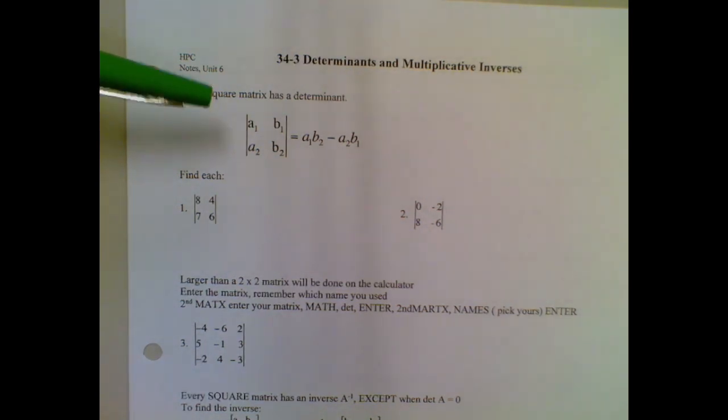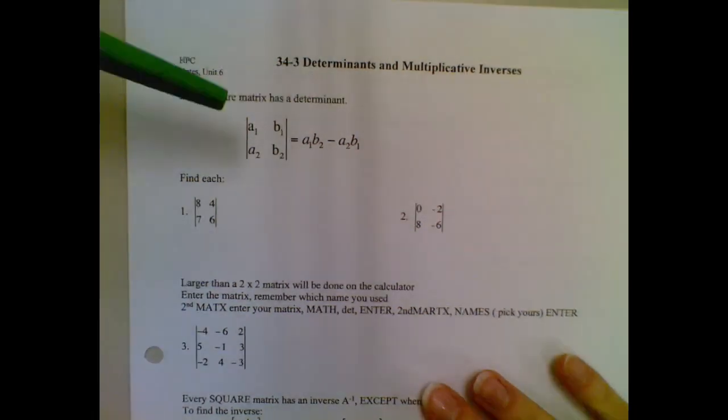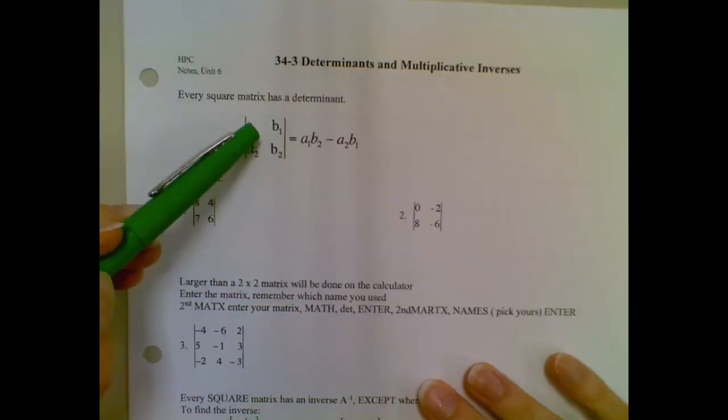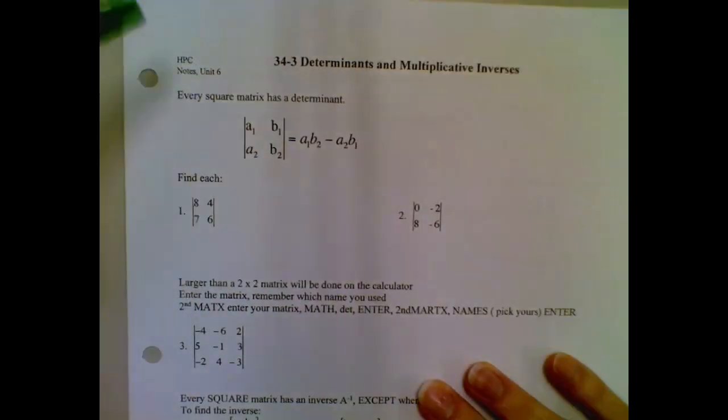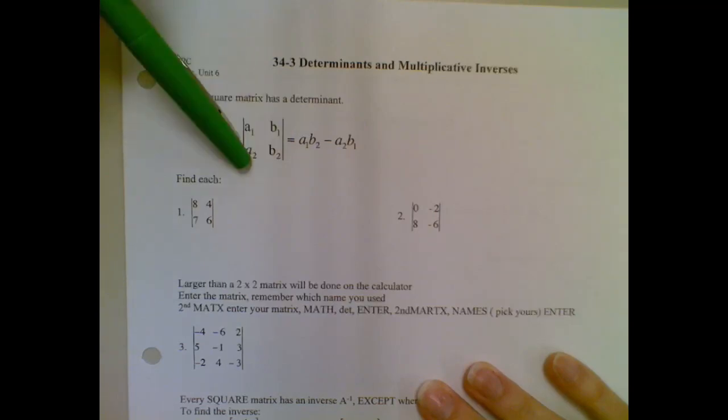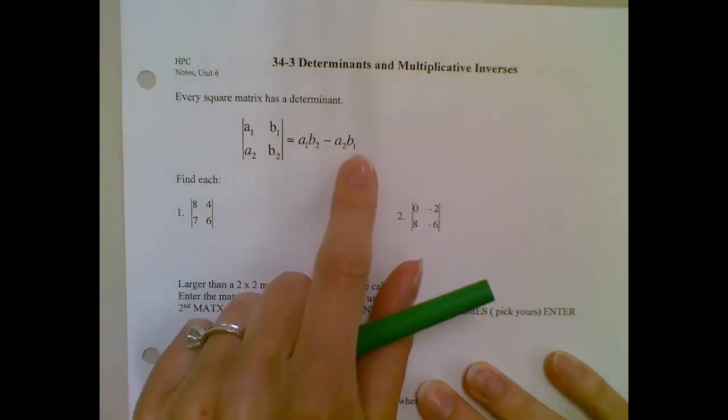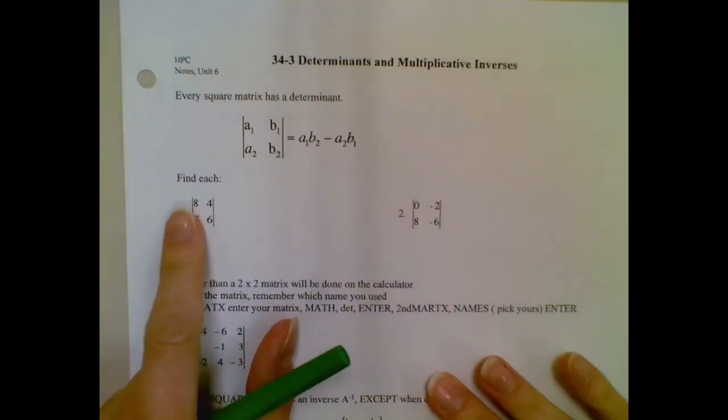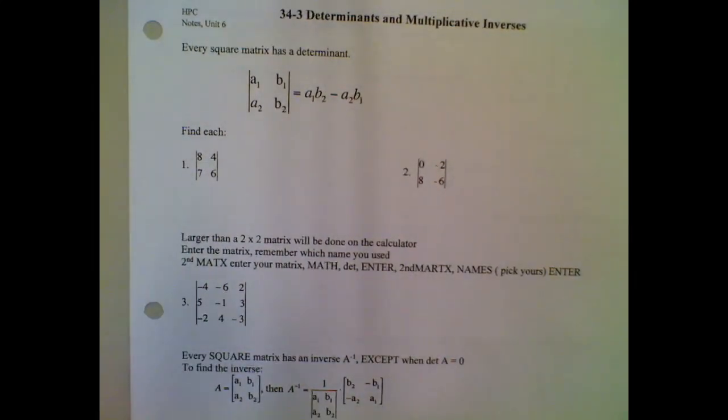So in order to find the determinant, we are going to multiply these two values together and then these two values together and then subtract them. Okay, so let's go ahead and do some practice here.